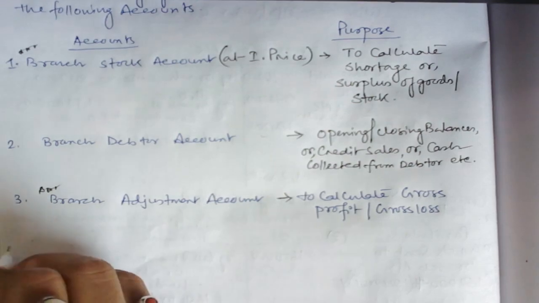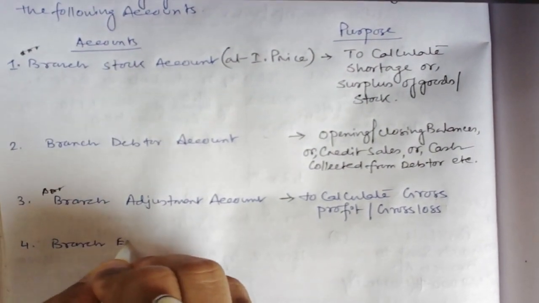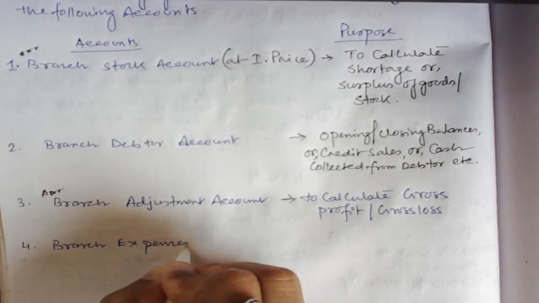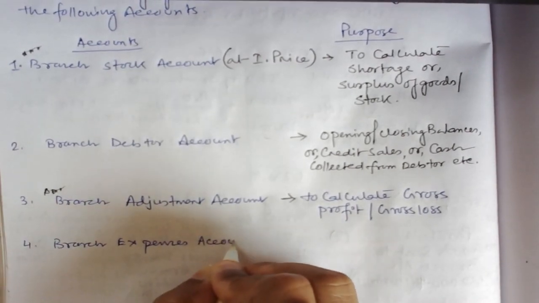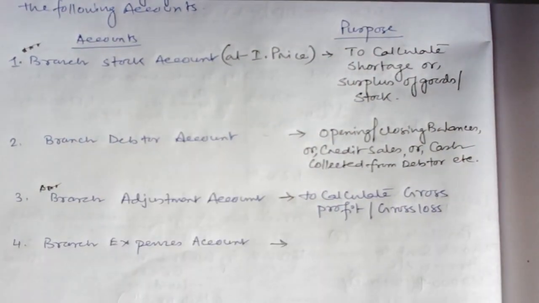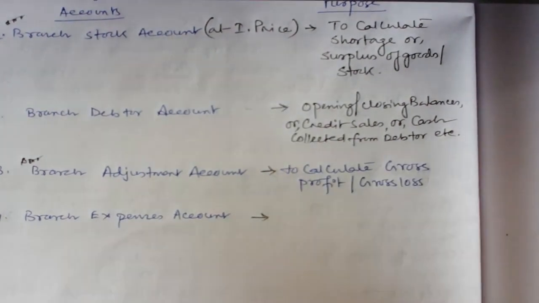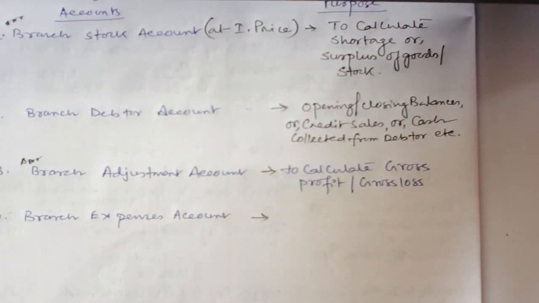Branch expenses account. So from the branch expense account, what can we calculate from here? It's very easy. From the branch expense account, we mainly calculate the total expense incurred at the branch. So branch expenses help us to calculate the total expense incurred at the branch. Okay, so note it down.